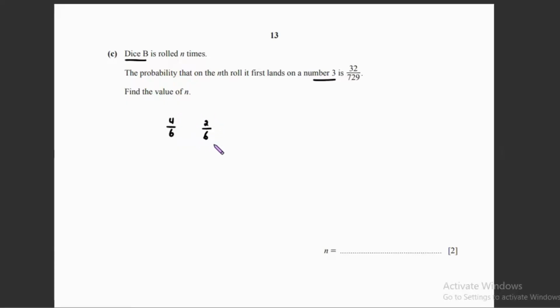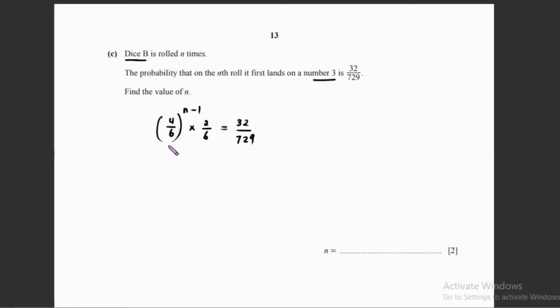Now, on the nth term, if we get 2 over 6, this is what we get on the terms before that. So that's going to be n minus 1. So these two together, when multiplied, give this probability, which is 32 over 729. I need to now solve this to find what n is.